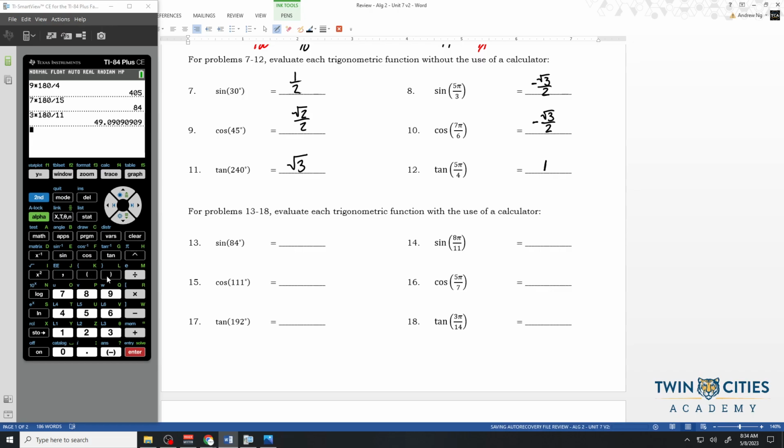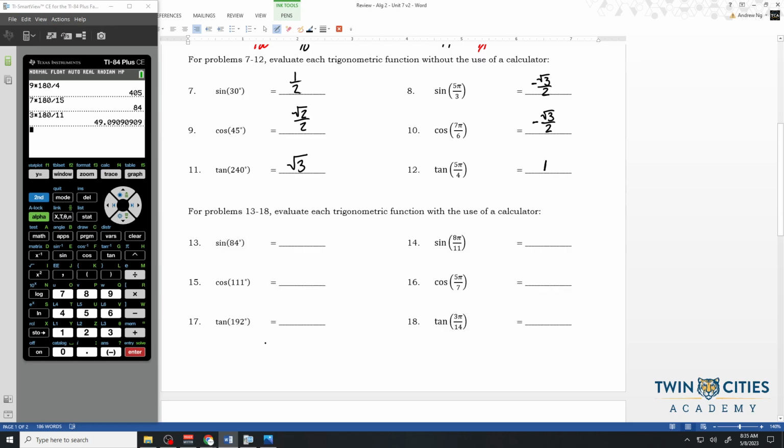All right, next section. I'm going to be doing the same thing, evaluating these, but this time I can use a calculator. So again, 13, 15, 17, the odd ones on the left side, these are in degrees. The right side, these are in radians.